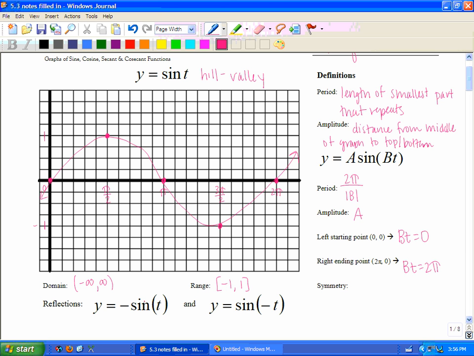So we're going to talk about reflections. If you put a negative on the outside of this, that's going to flip it vertically. So instead of making a hill and then a valley, it's going to make a valley and then a hill.